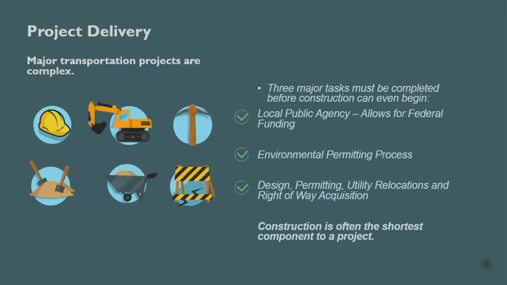So speaking to project delivery, why are these projects so complex? There are different steps. The first step is we have to be eligible for federal funding. We want to be able to bring in that matching money from outside the county. Environmental permitting process, very in-depth here, right? The outside agencies involved. Then we've got design permitting. Utility relocations is a major aspect, moving those water lines, those power lines out of the way. That takes time and coordination.